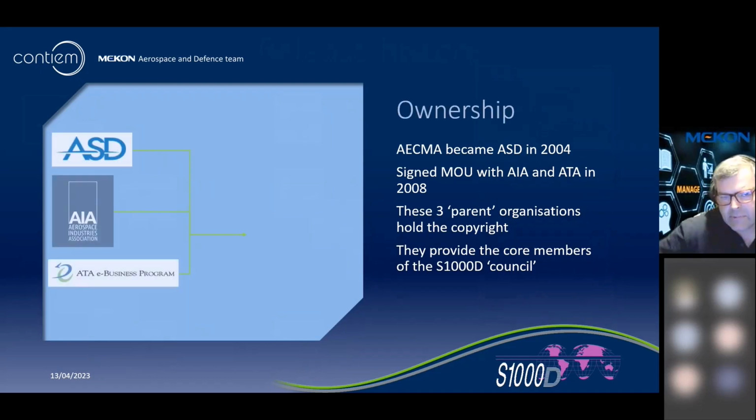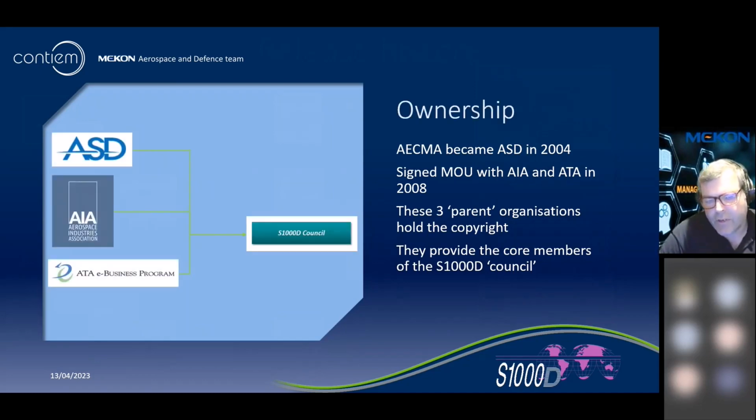S1000D is owned, in the sense of who can use it, it's down to these guys. It was originally AECMA, the Aerospace Industries of Europe, and it's a French acronym, and I'm not going to try and pronounce it because we've got Canadians online and they'll do a far better job at the French than I will. But AECMA became ASD, Aerospace Defence Europe, in 2004. And in 2008, they signed an MOU with both the AIA and the ATA to jointly work on and progress S1000D.